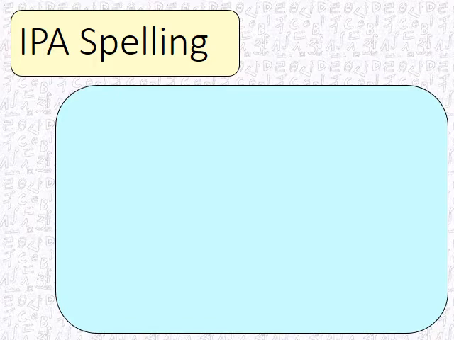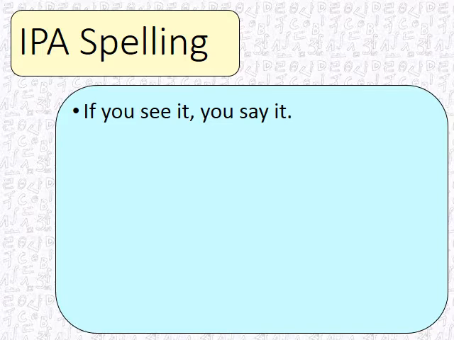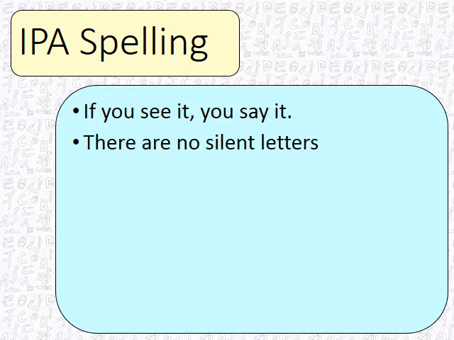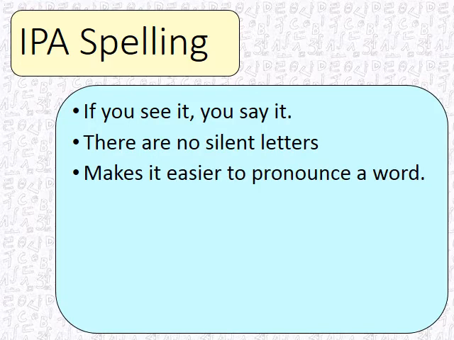However, when you employ the IPA spelling, it becomes much clearer to pronounce a word. If you see the IPA symbol, you have to pronounce it because each IPA symbol is a sound. There are no silent letters or letters making unusual sounds. The IPA makes it easier to pronounce words.